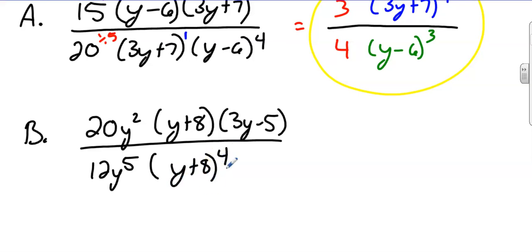We'll go with 20y squared, y plus 8, 3y minus 5, over 12y to the 5th, and then y plus 8 to the 4th. Okay, 20 and 12. You can divide both of those by 4. So dividing by 4, that's going to leave you 5 over 3.